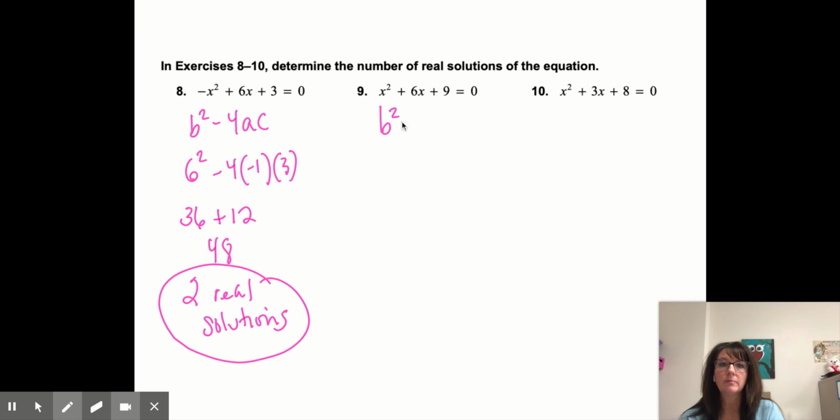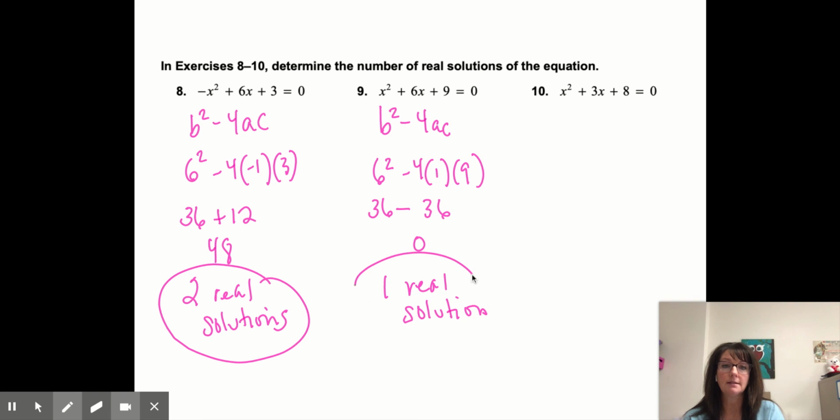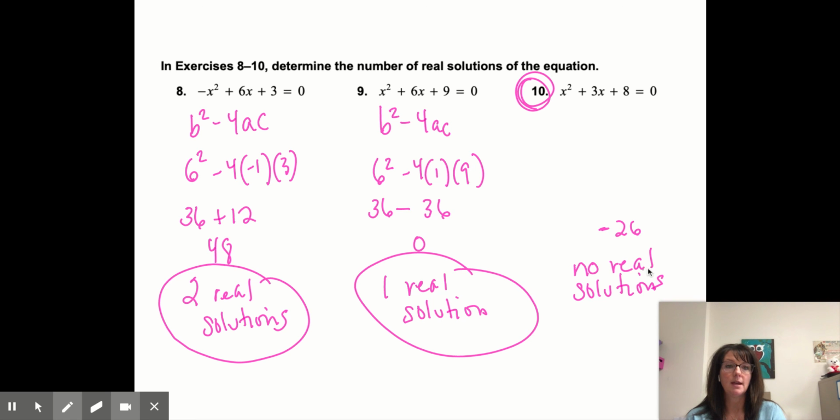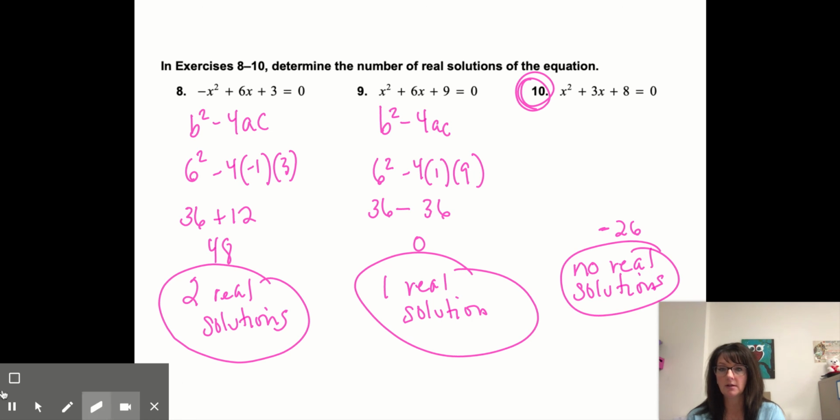Here, again, b squared minus 4ac. So when you substitute in, you'll get 6 squared minus 4 times 1 times 9. So 36 minus 36, we get 0. This is going to give us one real solution. This also gives us one x-intercept. So go ahead and do number 10. When you simplified it, you should have gotten down to a negative 26, and in this case, we have no real solutions, no x-intercepts, okay? This would be imaginary.